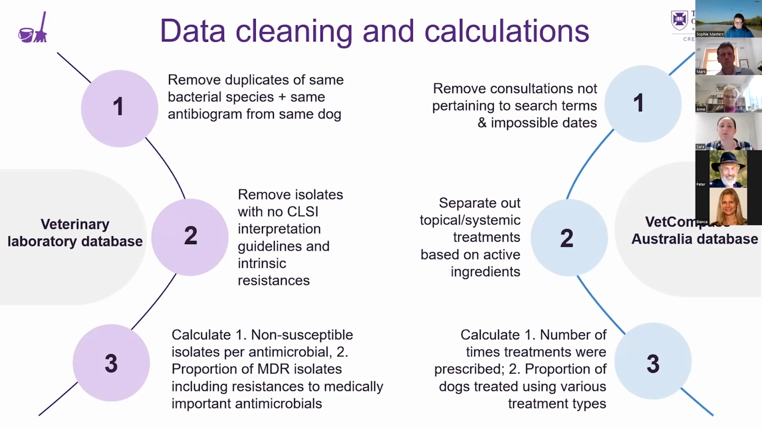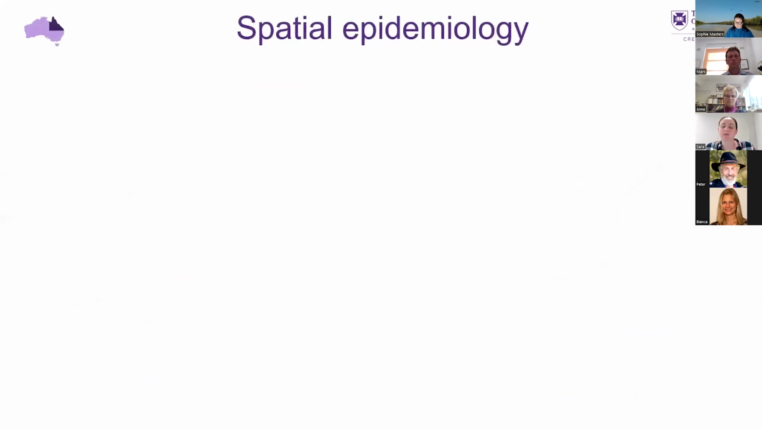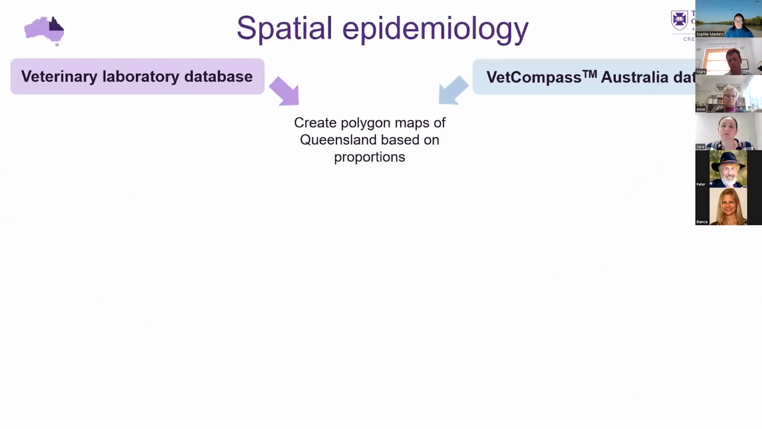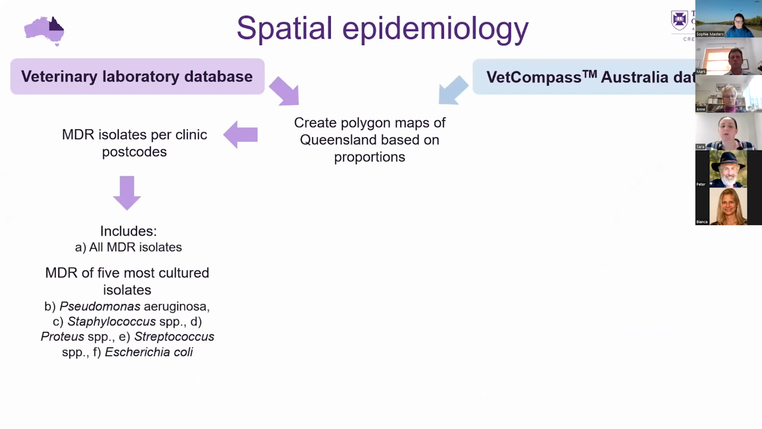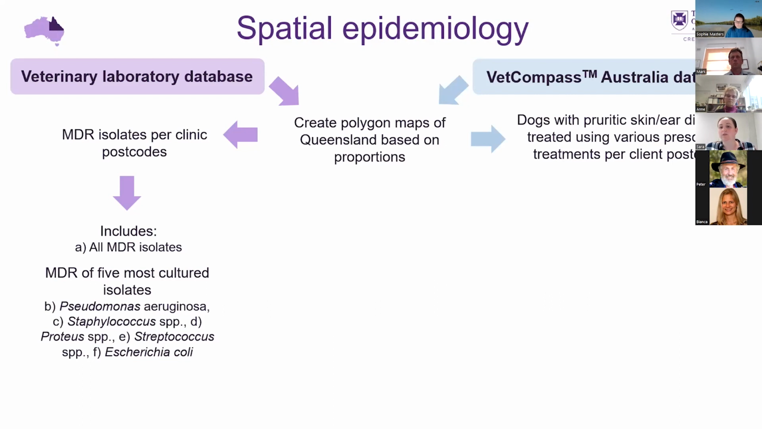In terms of the spatial epidemiology analysis, both of the databases will have polygon maps created at postcode level in Queensland based on the proportions data. The laboratory database will include multi-drug resistant isolates per clinic postcode. This will be all multi-drug resistant isolates combined and then broken down into the 5 most cultured isolates. For the VetCompass Australia database, it'll be the proportion of dogs with the pruritic skin and ear diseases treated using the various prescribed treatment types at client postcode level.